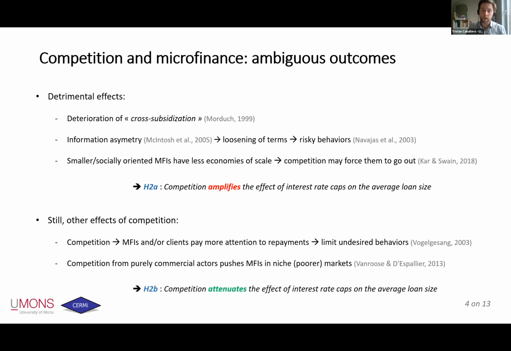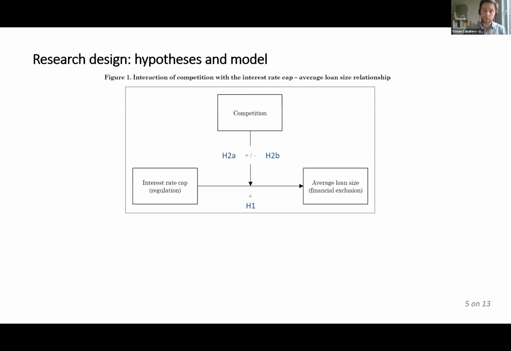On the other hand, however, there are other authors who mention that competition, especially from purely commercial actors, can push the organization to focus on niche markets, especially poorer clients and poorer segments. This can also attenuate, in a way, the detrimental outcome of an interest rate restriction. And so I highlighted both hypotheses, and I will test both in this paper in two steps. First, trying to analyze the effect of interest rate restrictions in terms of financial exclusion, but then trying to see whether there is an interaction of competition with this relationship.